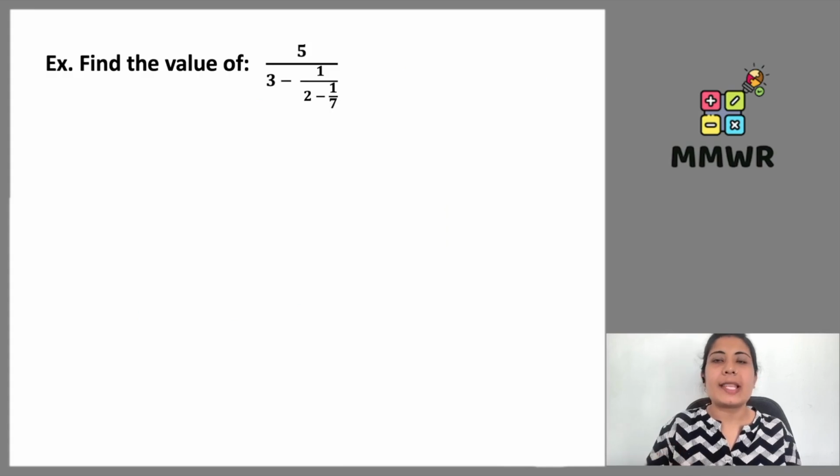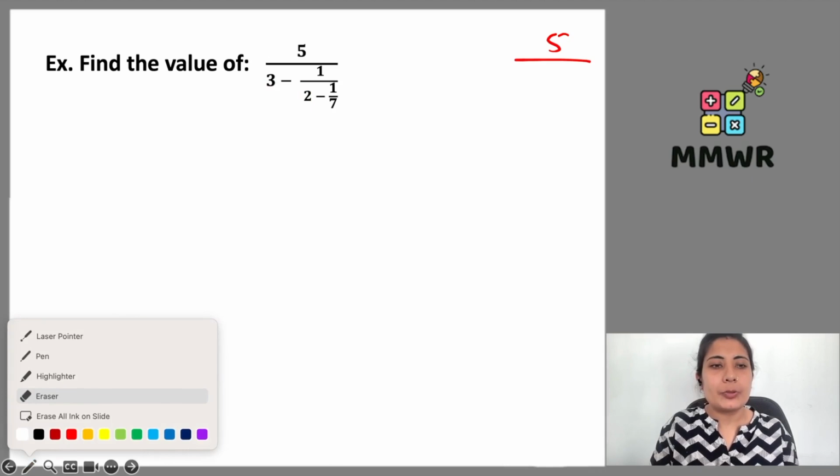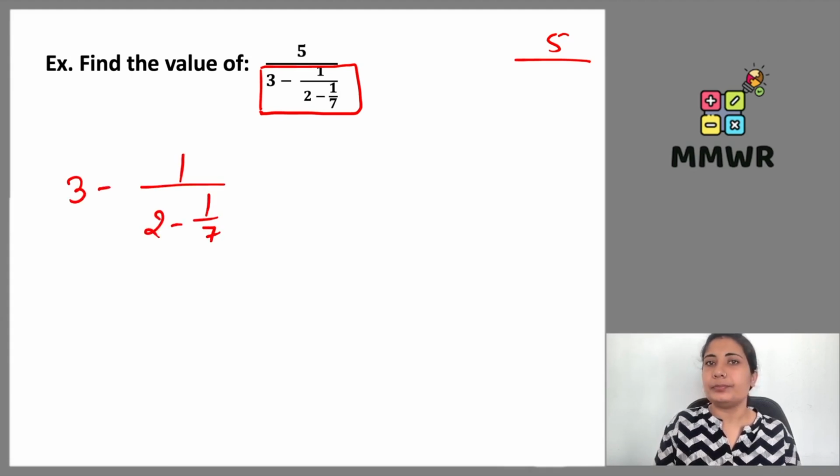Let's move to another example where we have a minus sign but not with 1. Here we have other than 1. And one more difference we have. Usually we get something here as well, like 1 plus 5 upon something. Here we don't have this part also. So our target is simplifying this continued part. This much only we will be simplifying: 3 minus 1 upon 2 minus 1 upon 7.